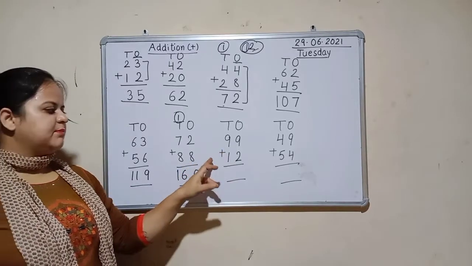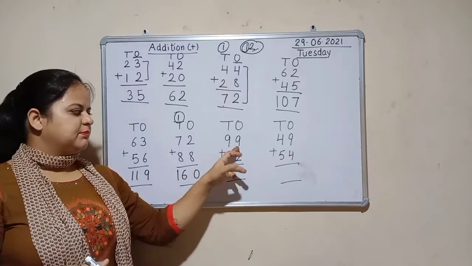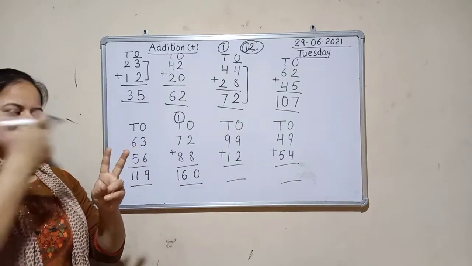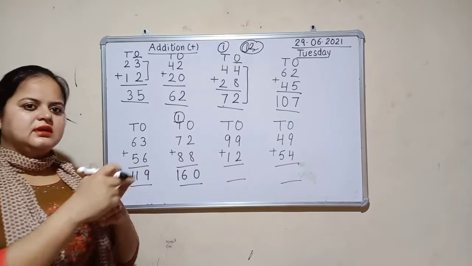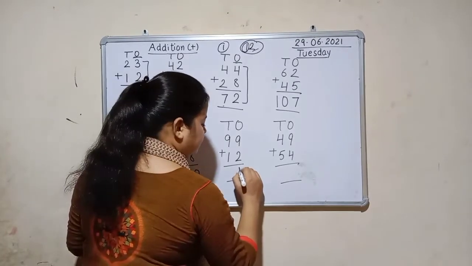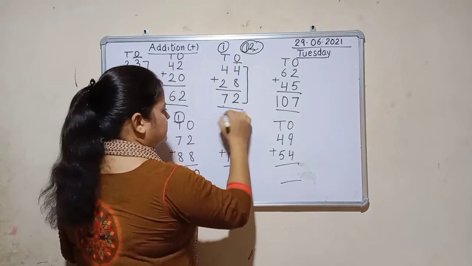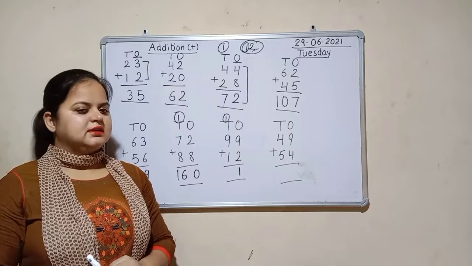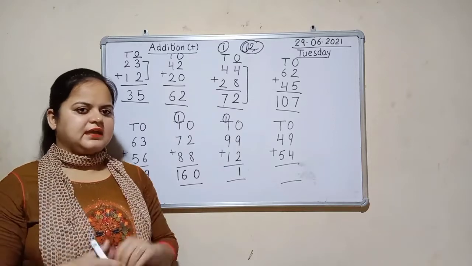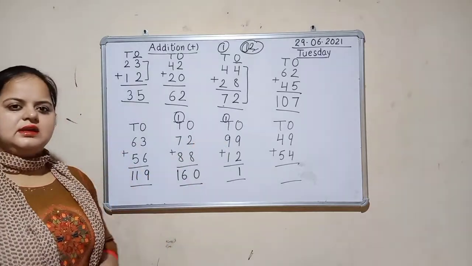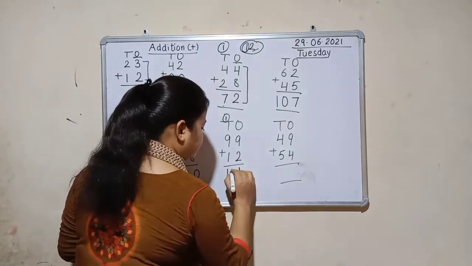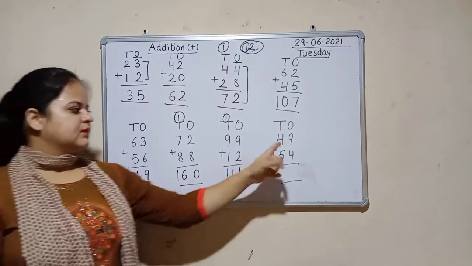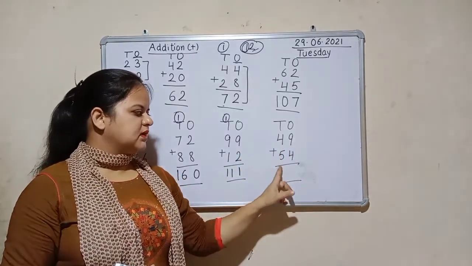99 plus 12. Keep 9 in mind and 2 on fingers. 9, 10, 11. 11. 1 we will write here and 1 on the top. 9 and 1, 9 plus 1, 10. 10 plus 1, 11. The answer is 111.